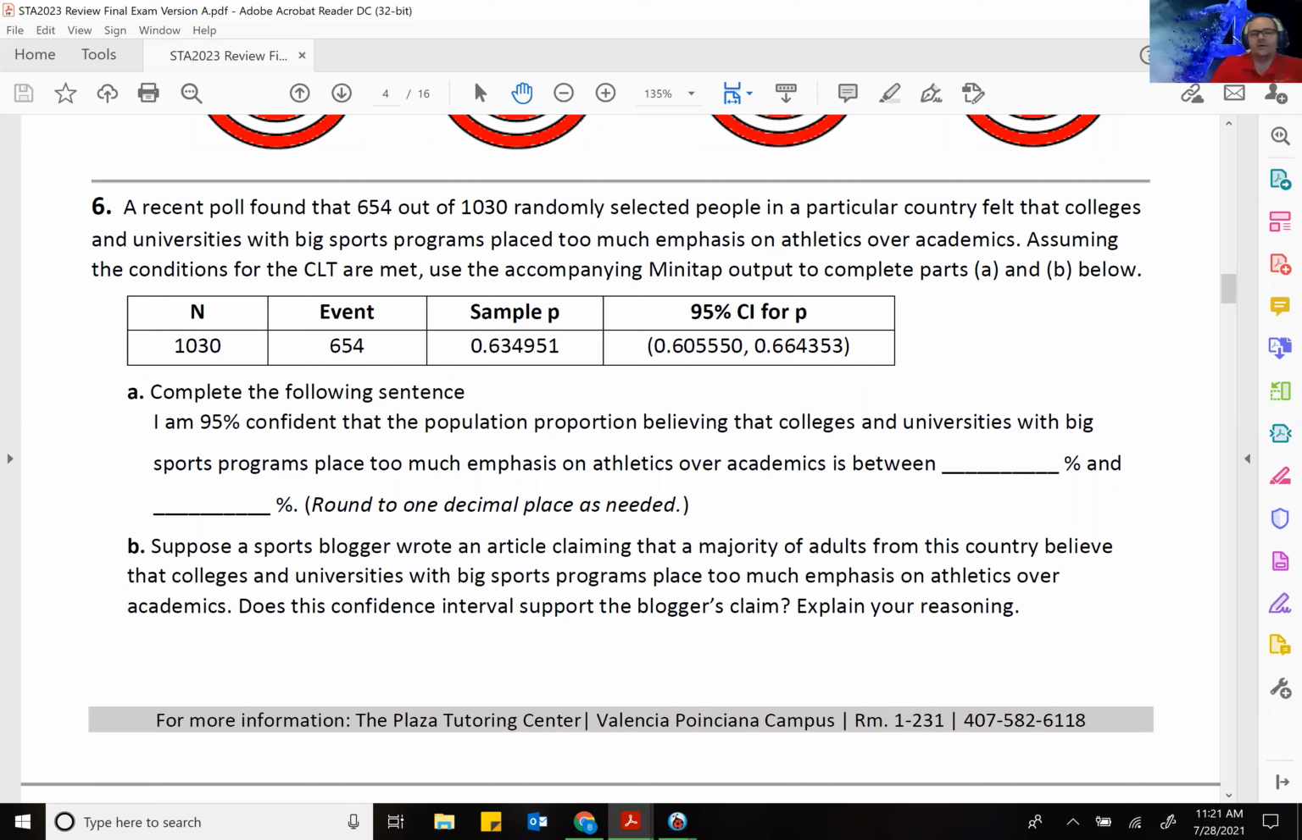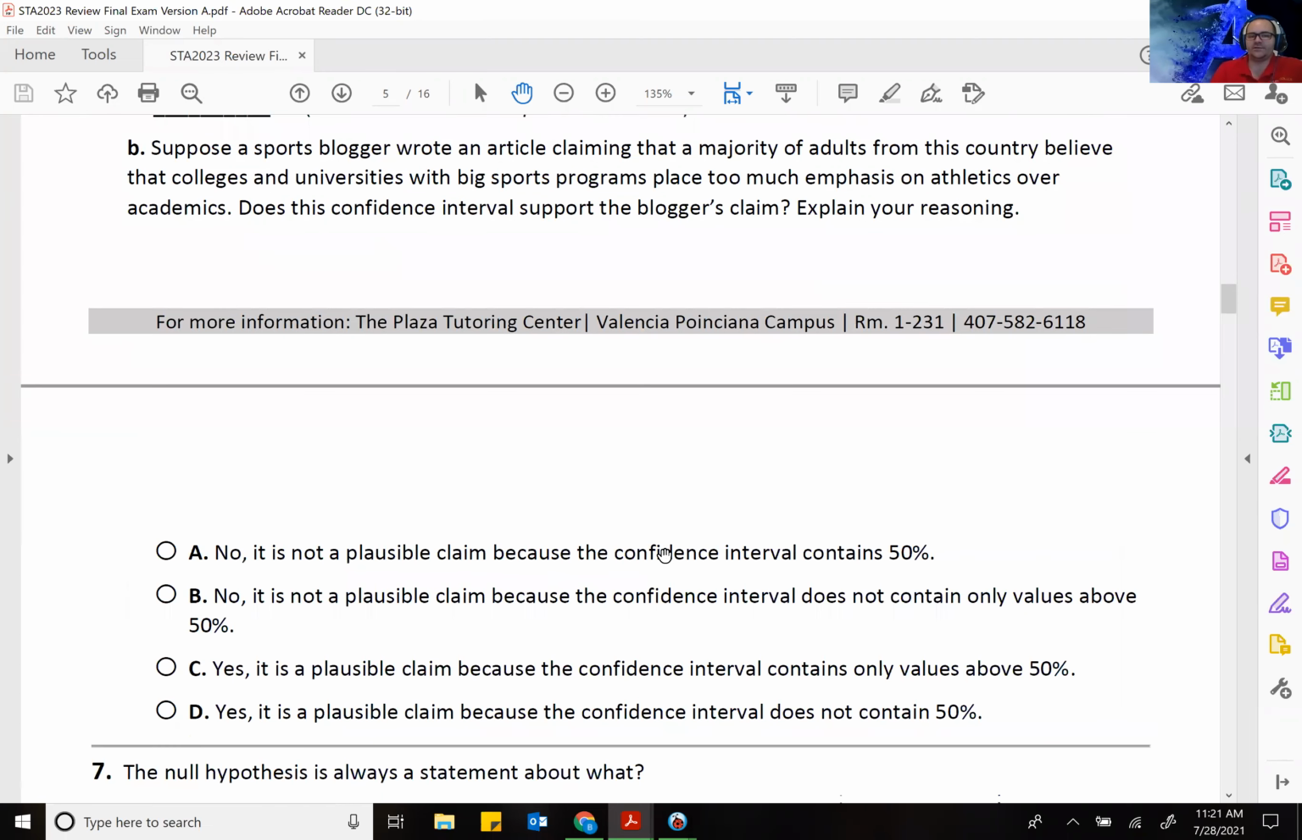Because that is our interval. So up here, they're giving you the decimal of the percentage, so you have to convert that. Okay, so moving those decimals to get the 60.6% and the 66.4%. Perfect. Now, part B. So part B's got a couple of choices here.